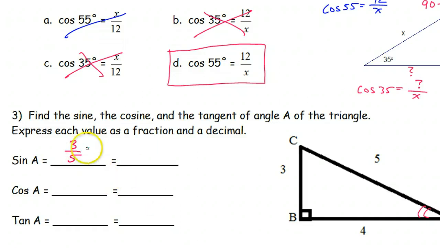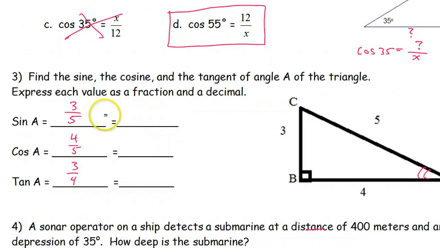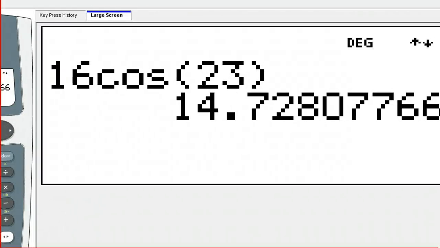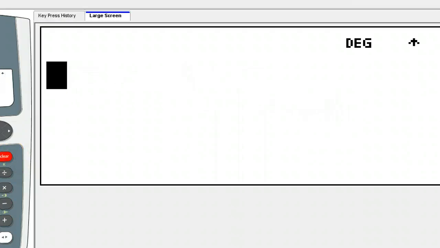We'll go back and do the decimals later. The cosine of angle A, cosine is adjacent over hypotenuse. So that would be 4 over 5. And the tangent of angle A. Tangent is opposite over adjacent. So that would be 3 over 4. Okay, and now the decimals. So I believe we had 3/5.